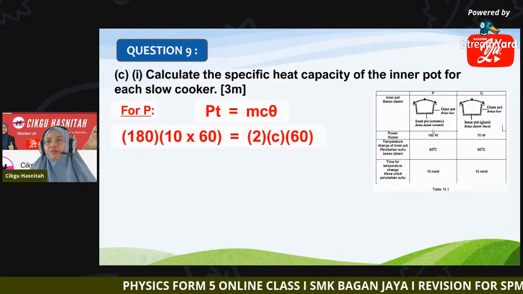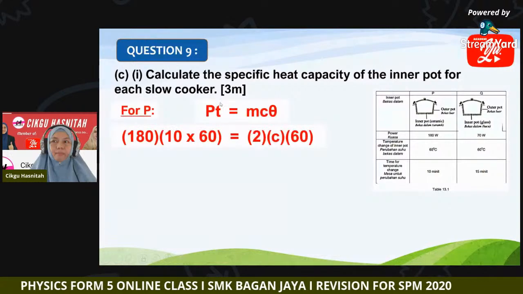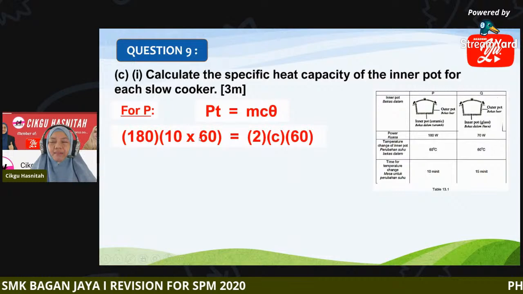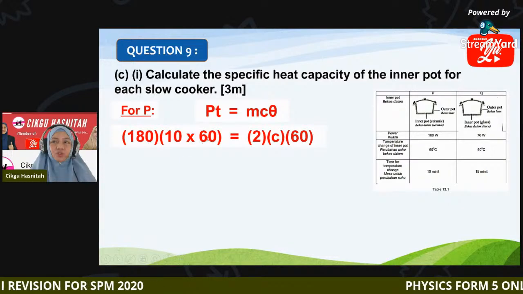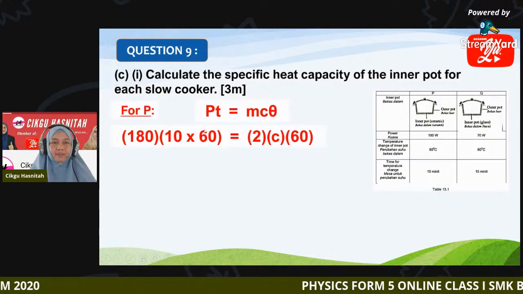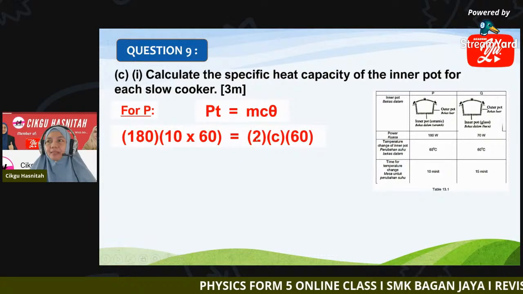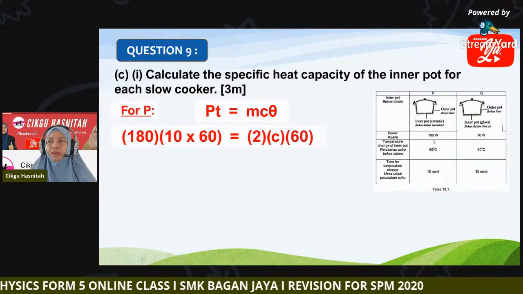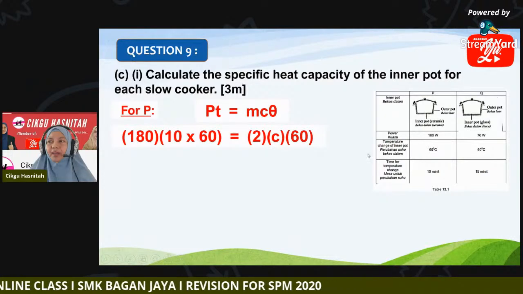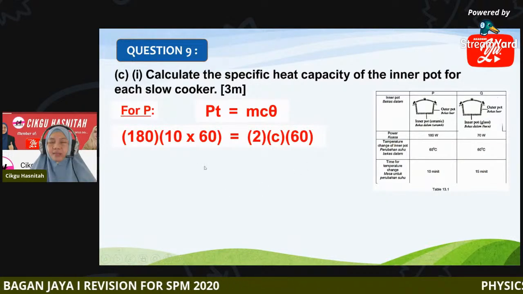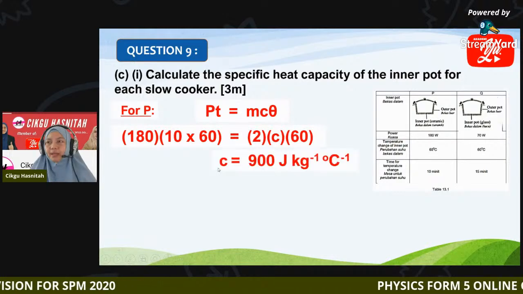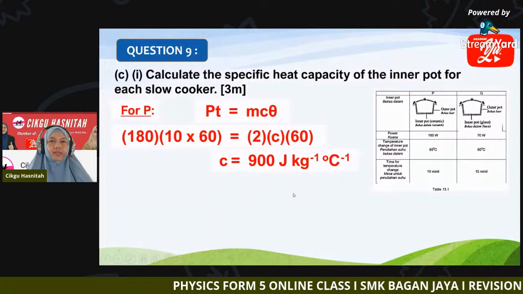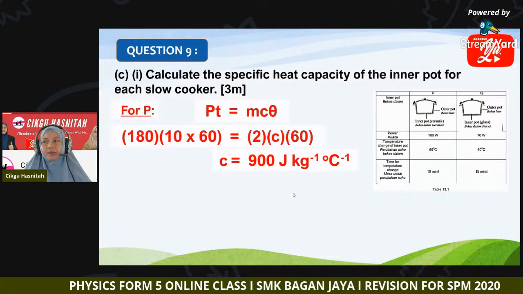180 watt is the power. Time of operation 10 minutes must be in second, so multiply by 60. Okay, and the mass is 2 kg. So we are finding for C. Temperature change is given in the table, 60 degree Celsius. So by this, the specific heat capacity for pot P is 900 joule per kilogram per degree Celsius.